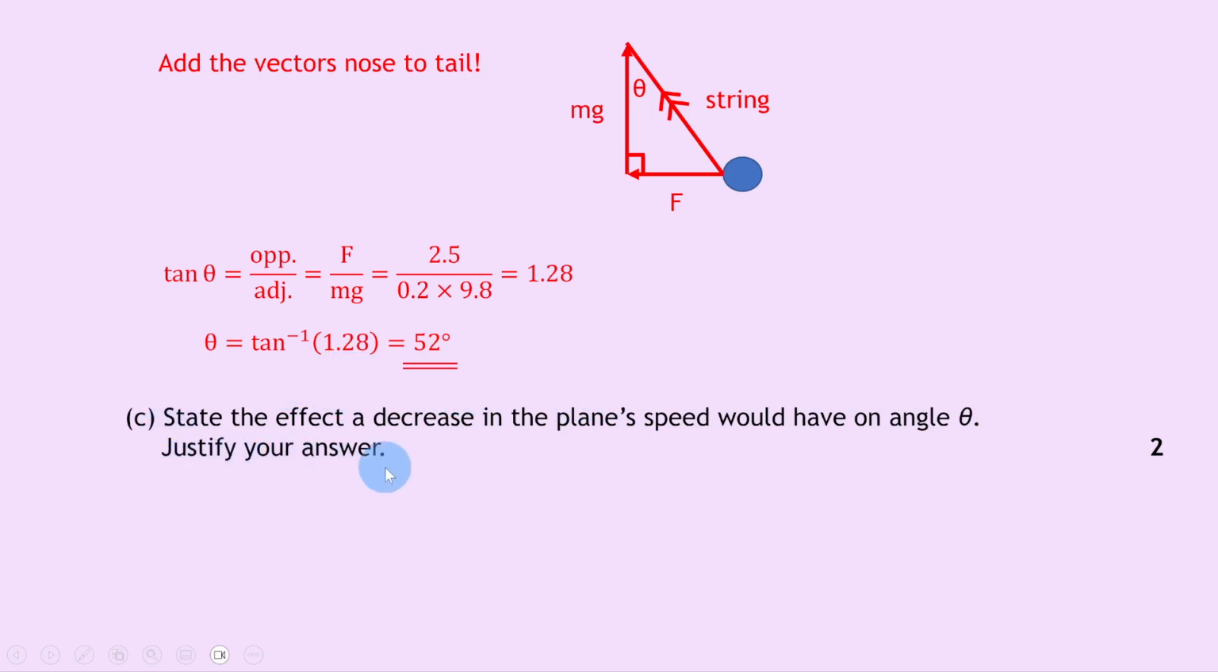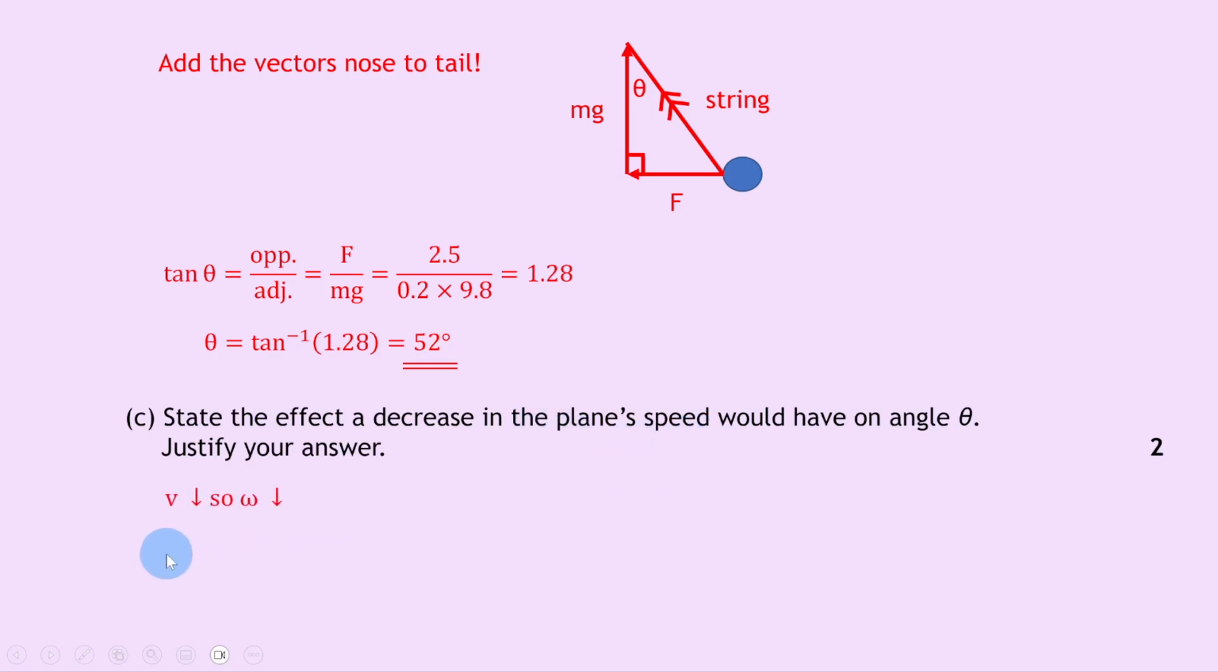Lastly, part C says state the effect a decrease in the plane's speed would have on angle theta. Justify your answer, and you'll see it's worth 2 marks. Well, in this question, we were talking about angular velocity of the plane, and you could answer this by thinking about angular velocity or linear velocity, but because it just says plane speed and not the plane's angular speed here, then let's just assume they mean linear speed or linear velocity v.